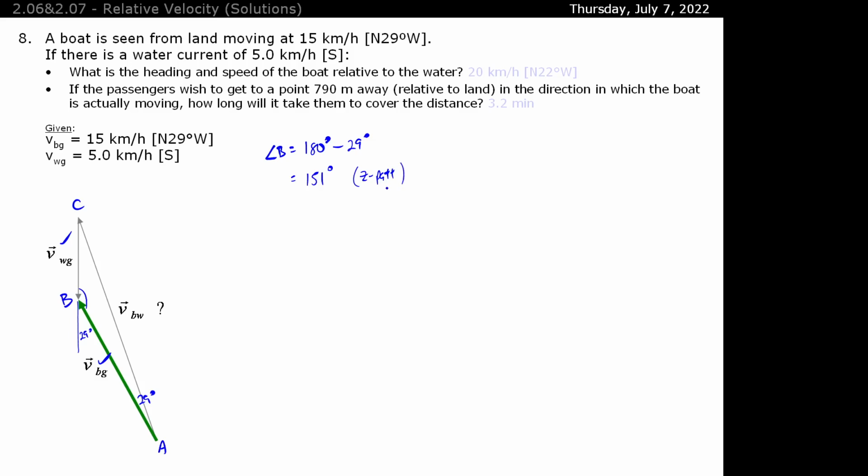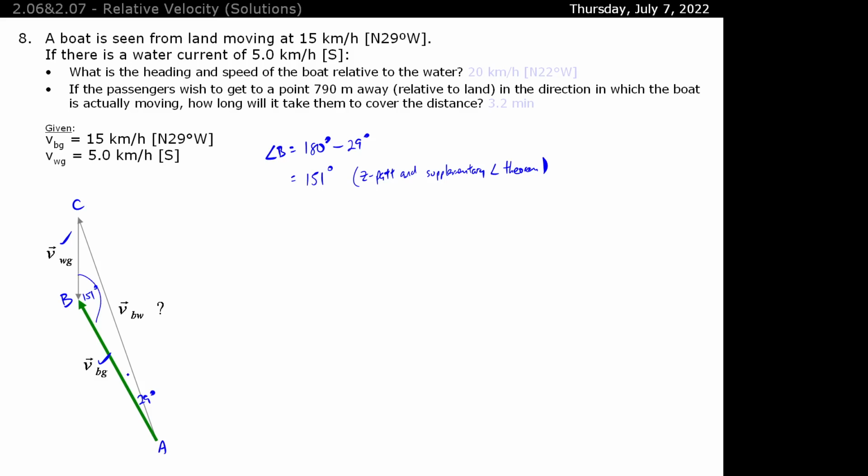And you could call it the supplementary angle theorem. Okay, that's how we found out the 151 degrees. So angle B is 151 degrees. These type of questions are probably a whole lot easier solving using the trig method than the component method. All right. Okay, so we know that's 151 degrees.